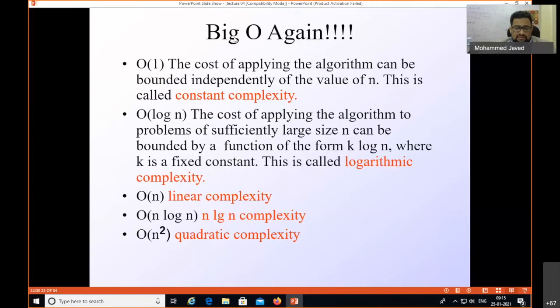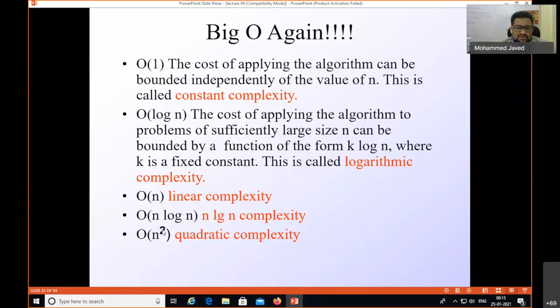And here, in the big O notation, big O of 1 is the cost of applying the algorithm that can be bounded independently of the value of n, and this is called the constant complexity. So O of 1 is the constant complexity. O of log n: the cost of applying the algorithm to problems of sufficiently large size n can be bounded by a function of the form k log n, where k is a fixed constant, and this is called the logarithmic complexity.